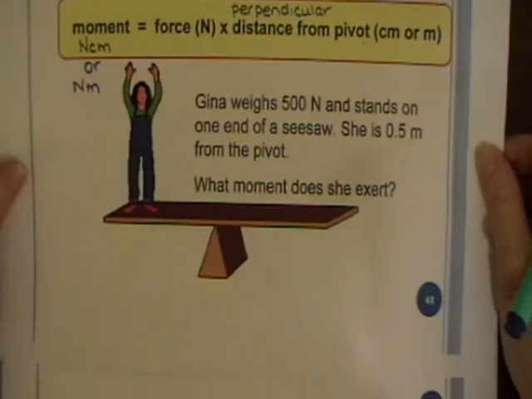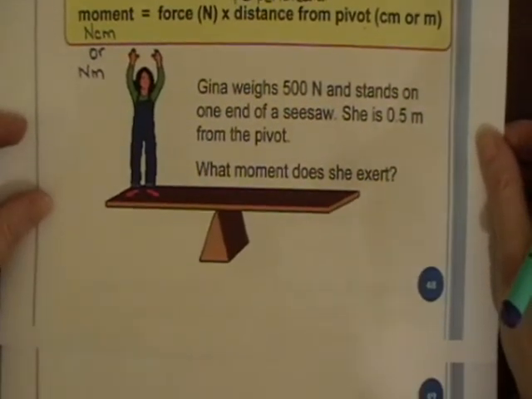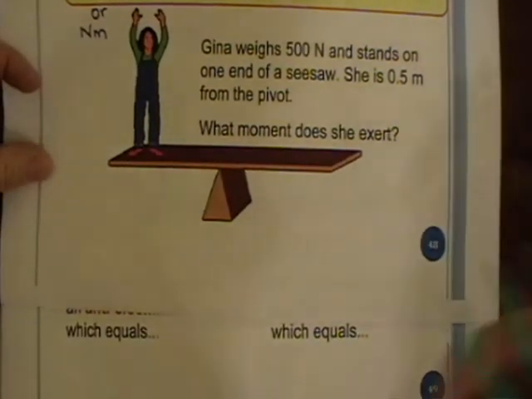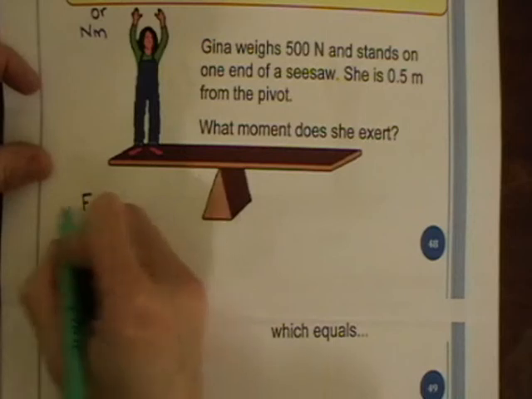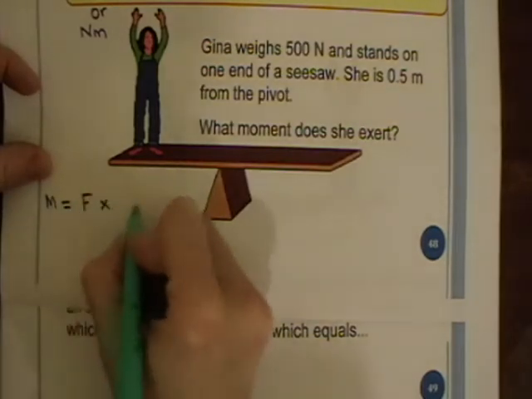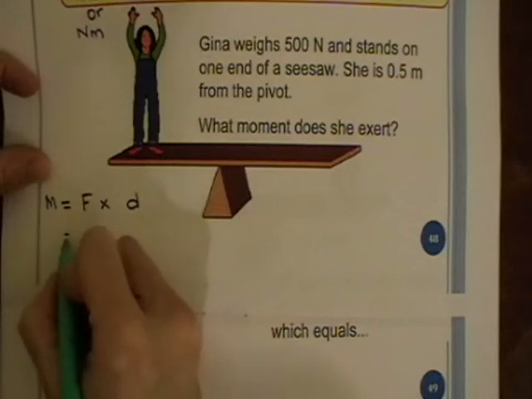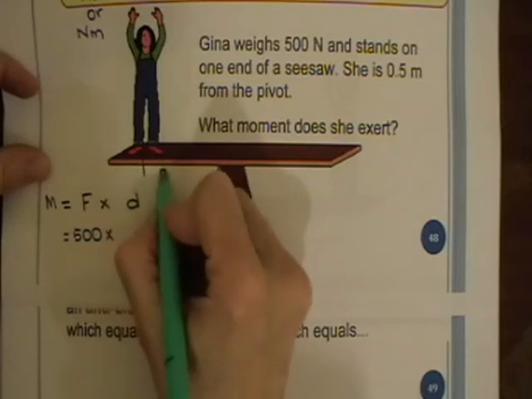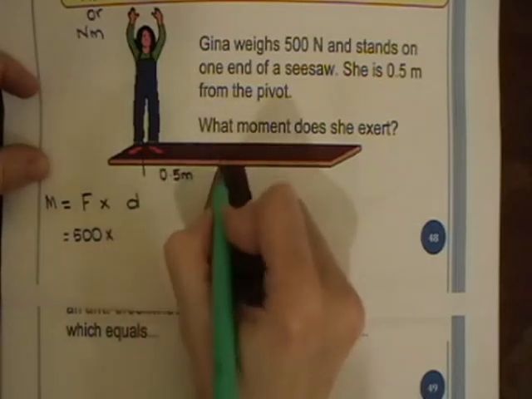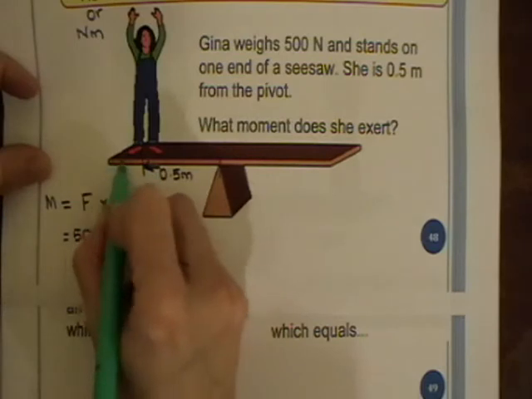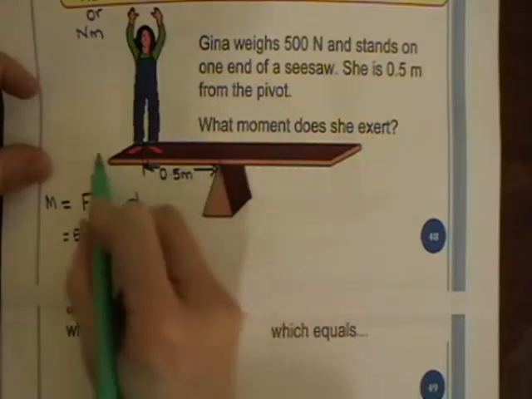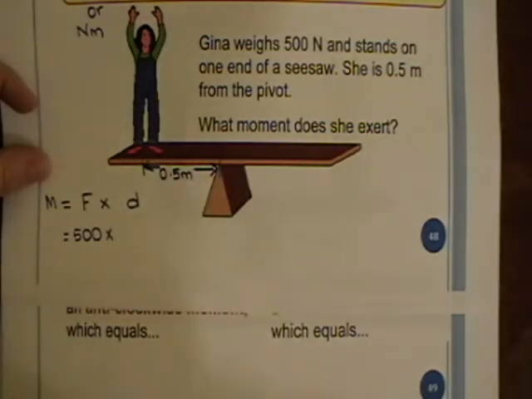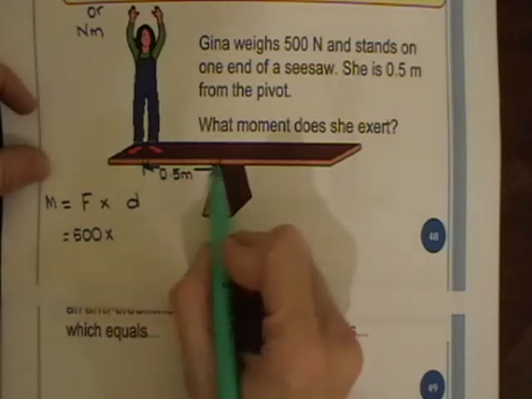Gina's standing at the end of a seesaw. She weighs 500 newtons and she is half a metre from the pivot. What moment does she exert? So we'll write down moment equals force times distance. And the moment is equal to her force, which is 500, multiplied by her distance. I'm just going to mark in her distance because sometimes examiners will try and catch you out by marking in the distance she is from the end, and they tell you the length of the seesaw, or the length of this end of the seesaw. So it's always the perpendicular distance from the pivot.